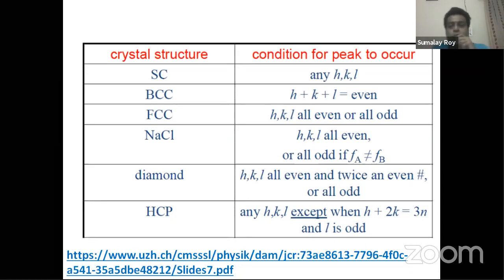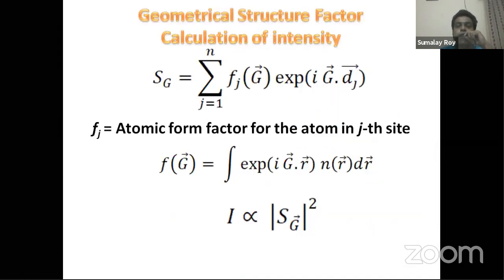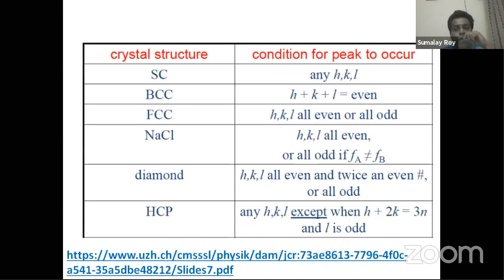Every year a number of problems come from this concept of geometrical structure factor. But this thing is very easy. It looks like this equation. When I look at this equation, it looks like a very big equation, but it is very easy for simple structures like sodium chloride, BCC, FCC. For simple structures, this is very easy, and that's what comes in the exam. But I don't have time to discuss all this with you.